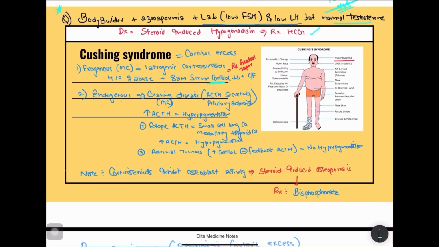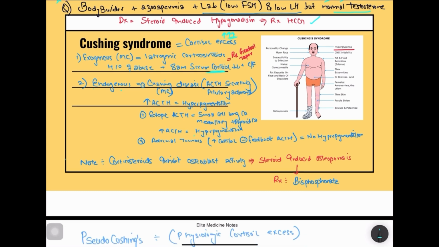Cushing syndrome means cortisol excess. So the cortisol level in our body is increased in Cushing syndrome. The most common cause of Cushing syndrome is exogenous.